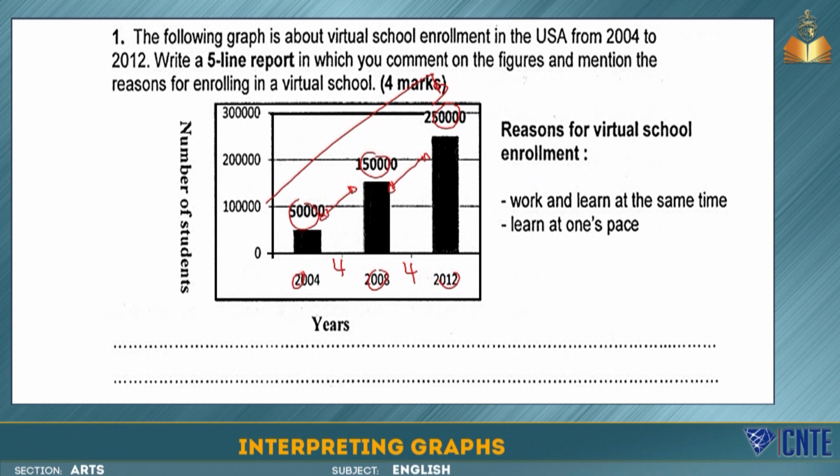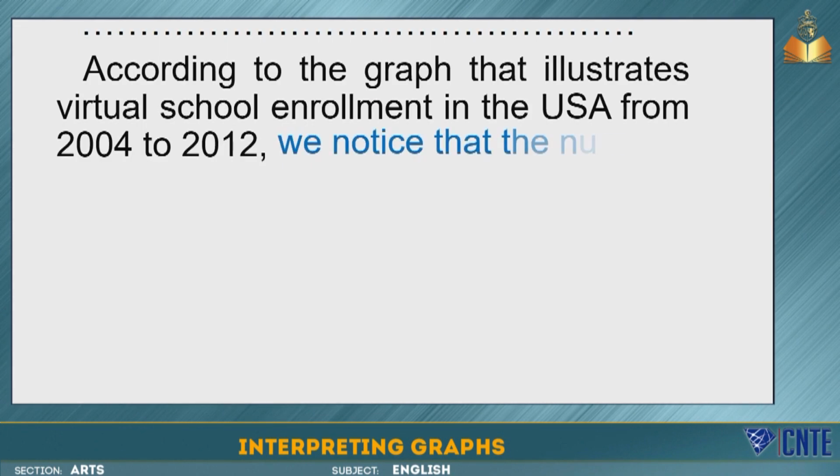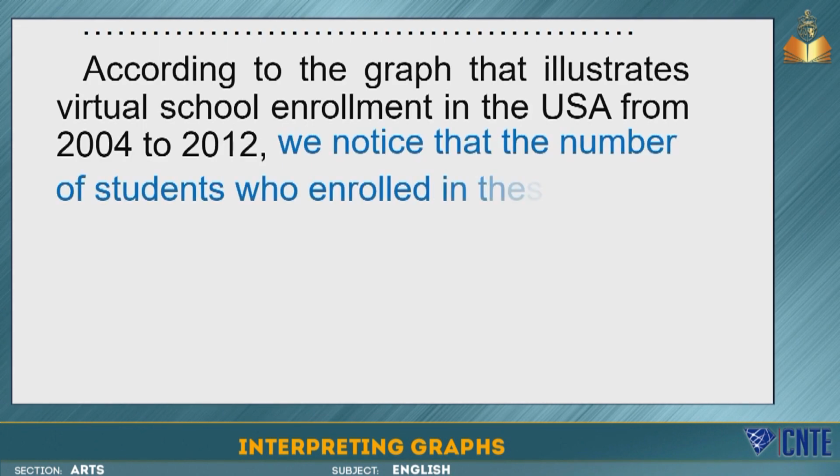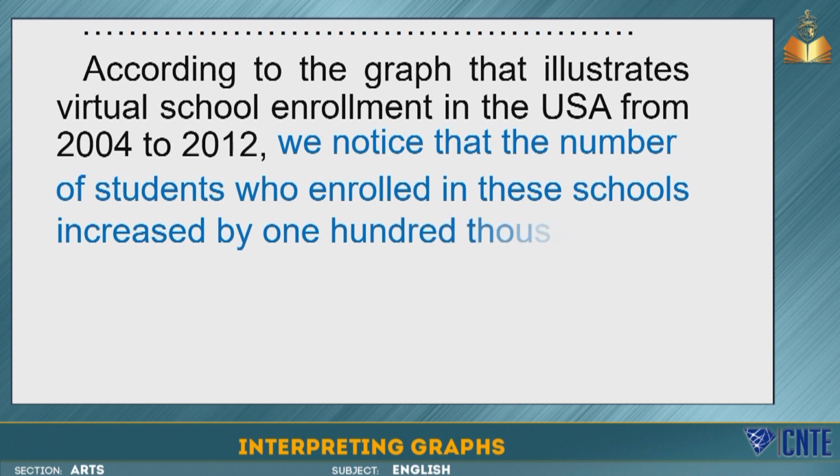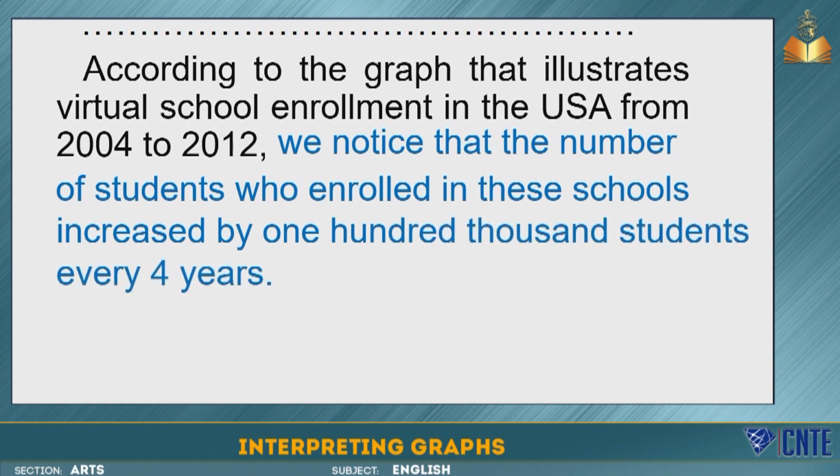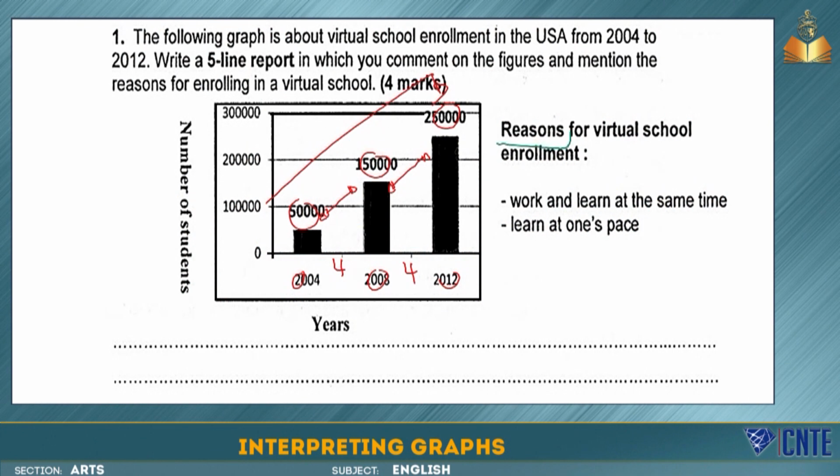In this report, you don't need to repeat the numbers and the years again. Your writing will be redundant. Remember, you've already stated that in the introductory sentence. So, we continue our writing by saying, we notice that the number of students who enrolled in these schools increased by 100,000 students every 4 years. Now, let's state the reasons.